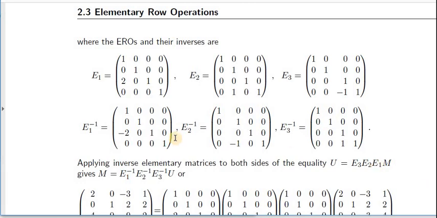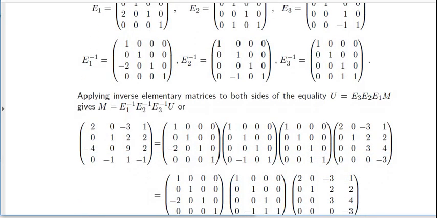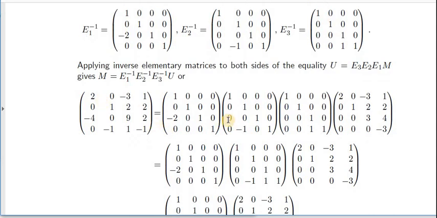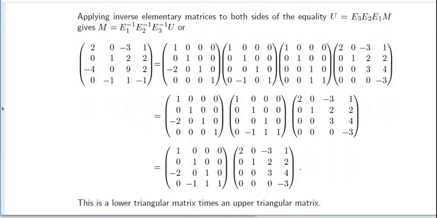Now, each one of these elementary row operations is a lower triangular matrix. So we've got 3 lower triangular matrices operating on an upper triangular. So we've written our original matrix M as 3 lower triangular matrices times the upper triangular. These 3 lower triangular matrices multiply together to give a lower triangular matrix. Only the entries below the diagonal are affected. So our original matrix M now is expressed as a lower times the upper triangular matrix.